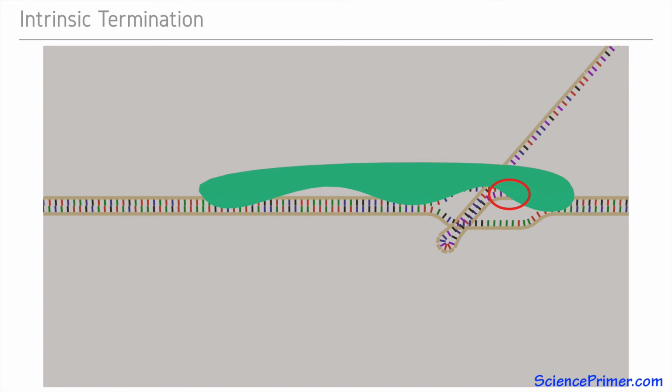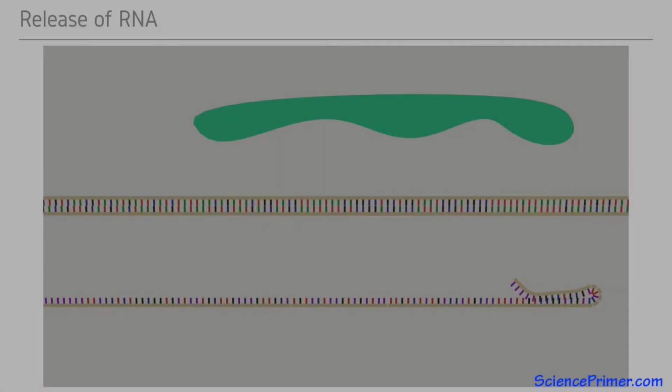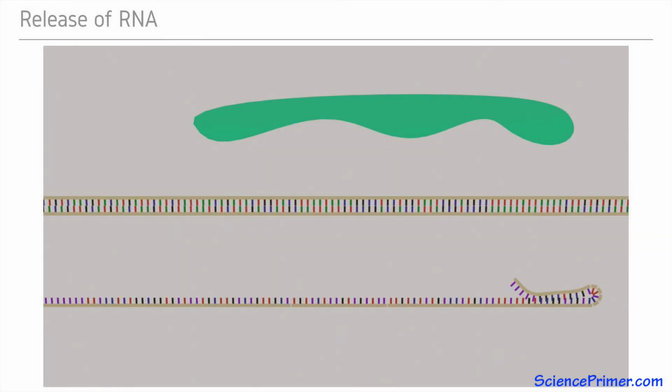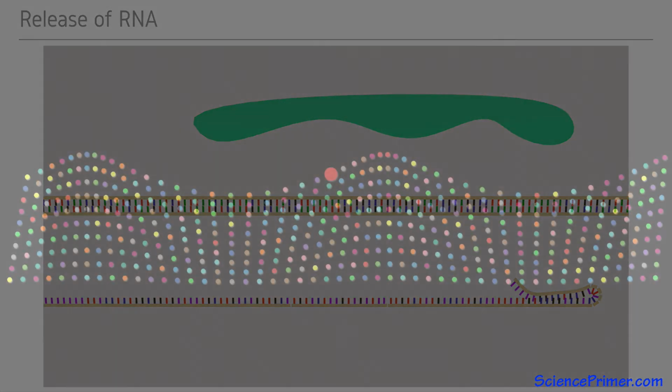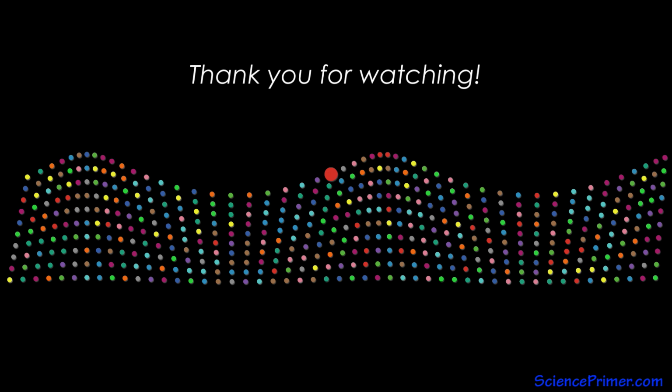In both cases, the destabilization causes the enzyme to fall off of the DNA template, terminating transcription and releasing the completed single-stranded RNA. If it is messenger RNA, then it is available to act as a template for protein synthesis. If it is any other type of RNA, it is ready to be processed for its functional role in the cell.